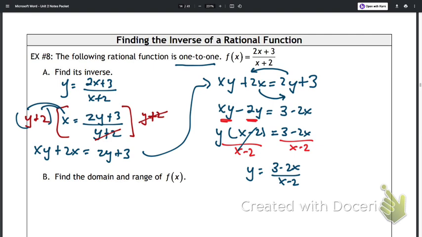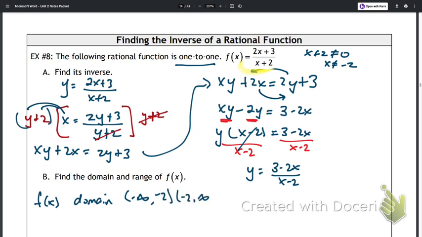Now this asks me to find the domain. I'm going to find the domain and range of both functions. So for the original function, my domain, all that really matters here is this part right here on the bottom, because that bottom cannot equal 0. You can't divide by 0. So basically we want to know what makes x plus 2 equal 0. It can't equal 0, so x can't equal negative 2. So my domain for my original function would be negative infinity to negative 2, and then negative 2 to infinity. So what that does is it excludes negative 2.